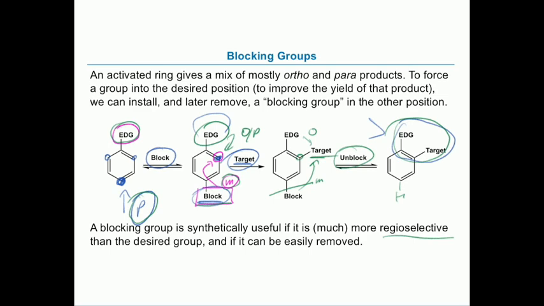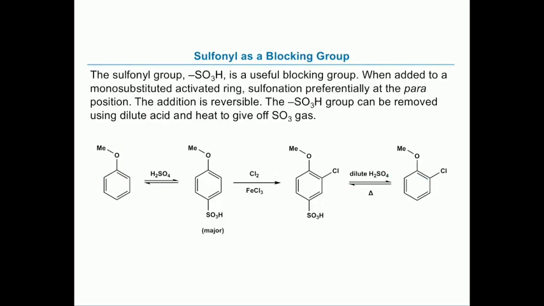Now, typically what we would use as a blocking group very often is a sulfonyl. There's two reasons for this. The sulfonyl, in general, because of the size of the SO3H cation, is large enough that we typically get para selectivity. And more importantly, it can be done reversibly. So this part right here, strong fuming sulfuric acid, remember that gives us our SO3H cation, which then allows us to do our electrophilic aromatic substitution.